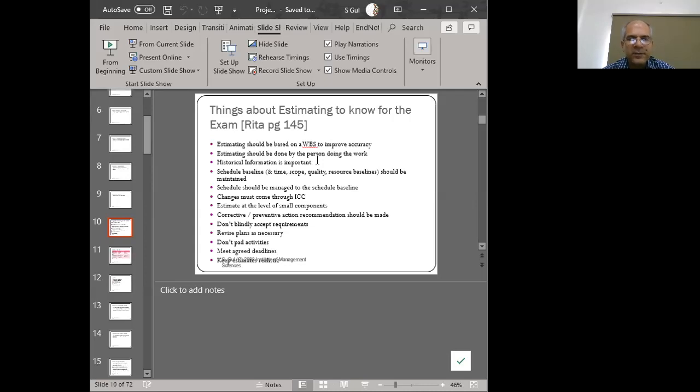The scheduling of the project should be managed to the schedule baseline. So once you have your schedule, you've got your estimates, you've aligned your activities, and then you've pasted them on the Gantt chart and put in your holidays and vacations, etc., then you have to make sure that you manage it according to that. So the Gantt chart is basically your schedule baseline, and you have to make sure that you do that.